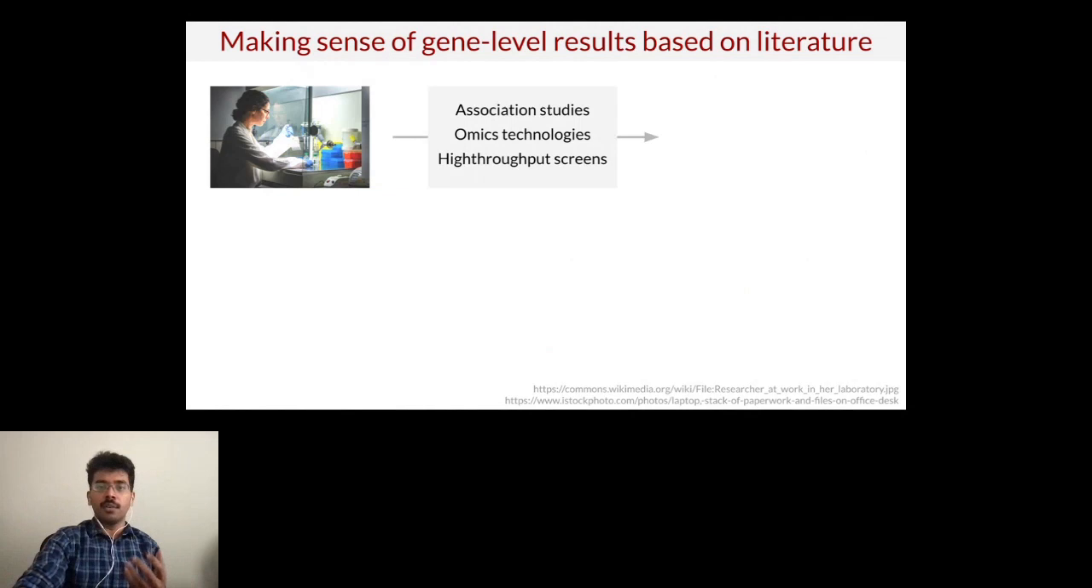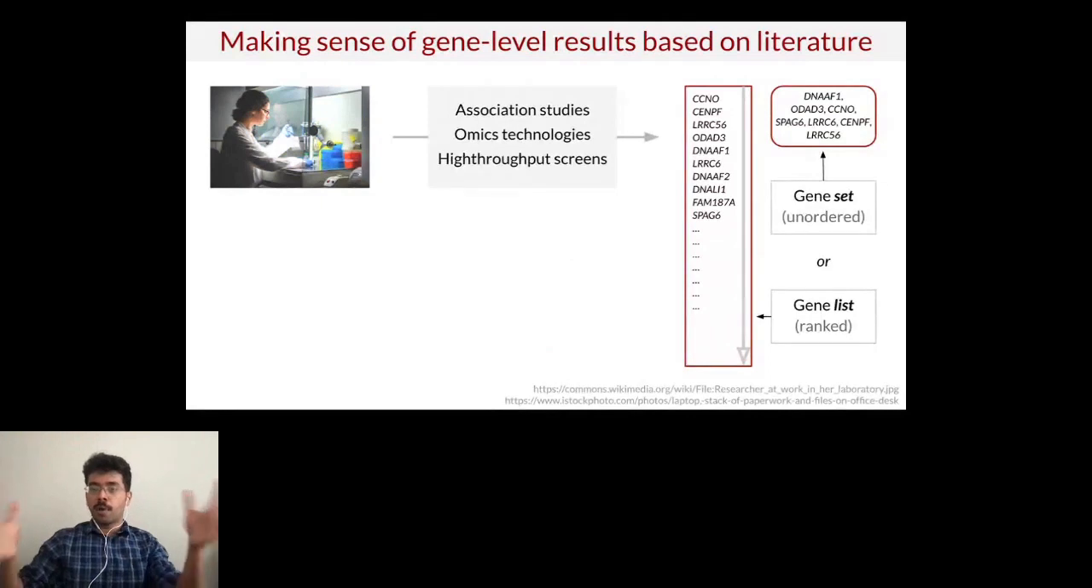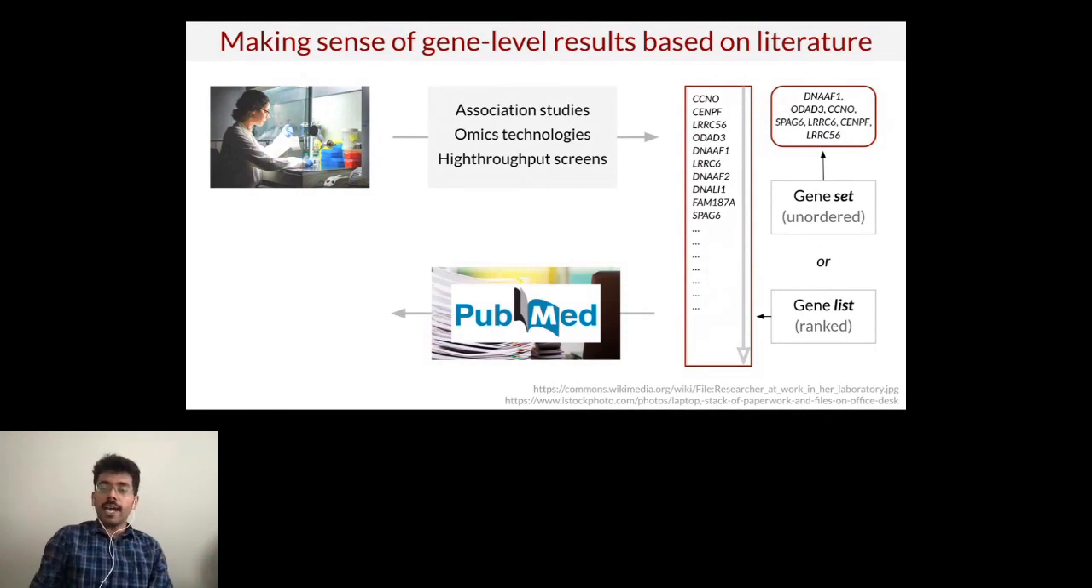A researcher uses things like association studies, omics technologies, or high throughput screens, and at the end of the process, they generate either a large gene list, which is a ranked gene list based on some score from the experiment, or maybe the output is simply a gene set, which is an unordered set of a small number of genes. Either way, the next step that the researcher takes is to go to the literature and try to understand what these top candidates are.